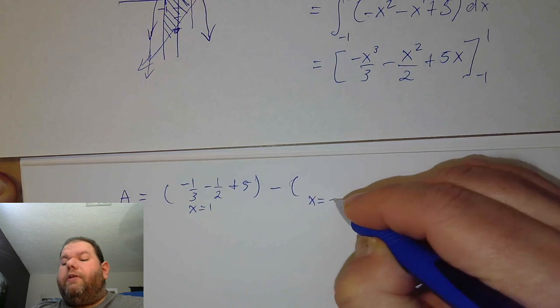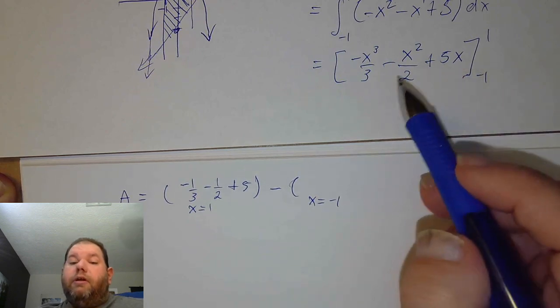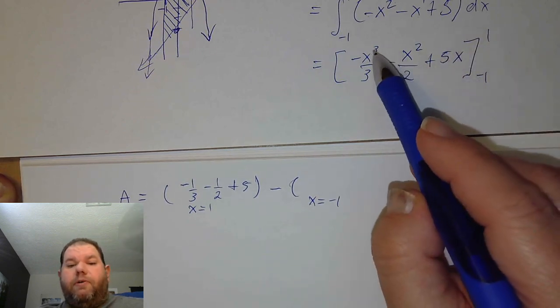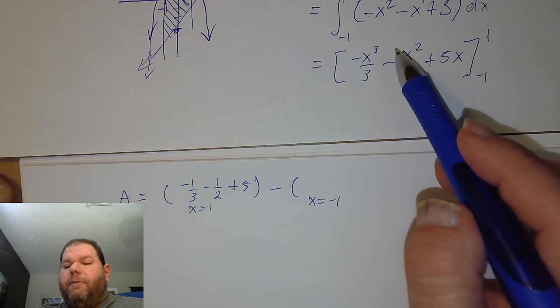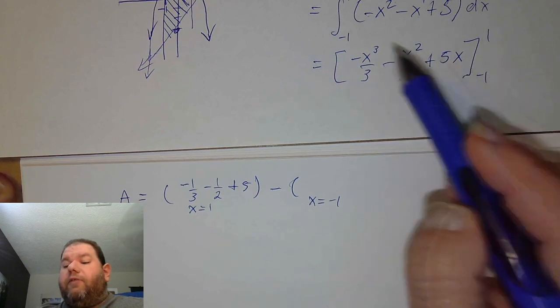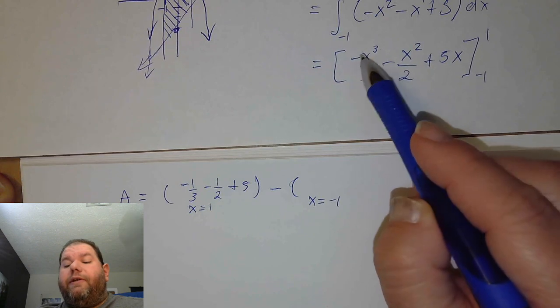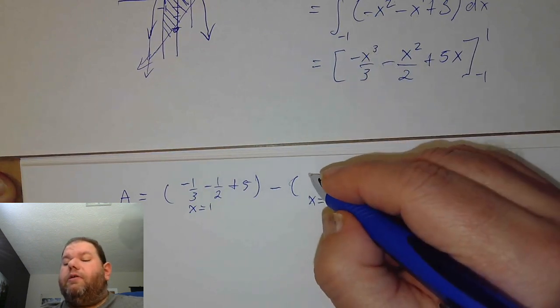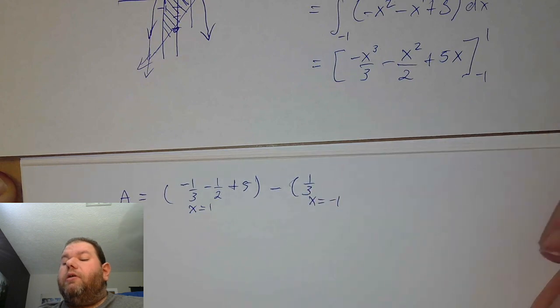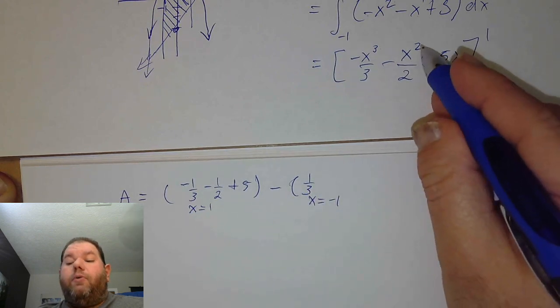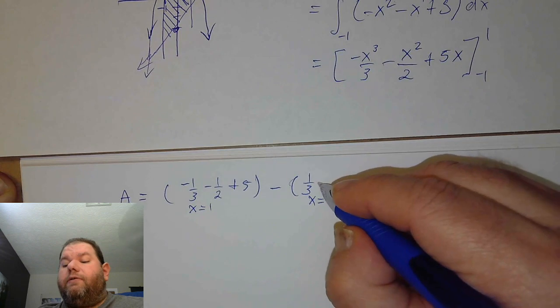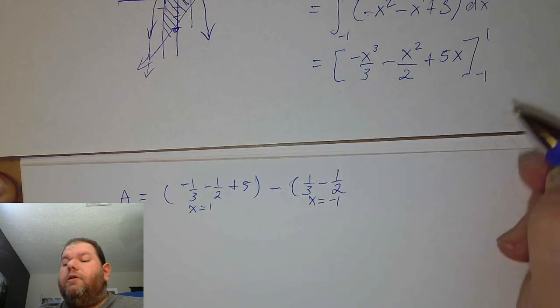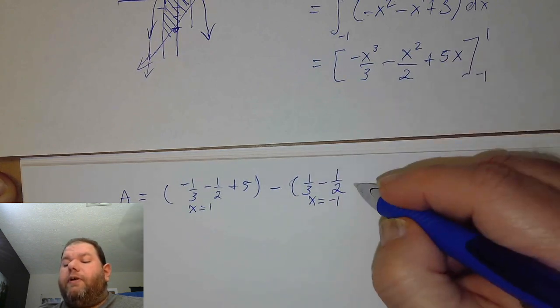And then we plug in x equals -1. Now, here we have to be sure we keep our signs straight, because it's easy to make a little mistake here. -1 cubed is -1, times the negative outside of that makes it positive 1 over 3. -1 squared is 1 over 2, and that's subtracted still. And 5 times -1 is -5.